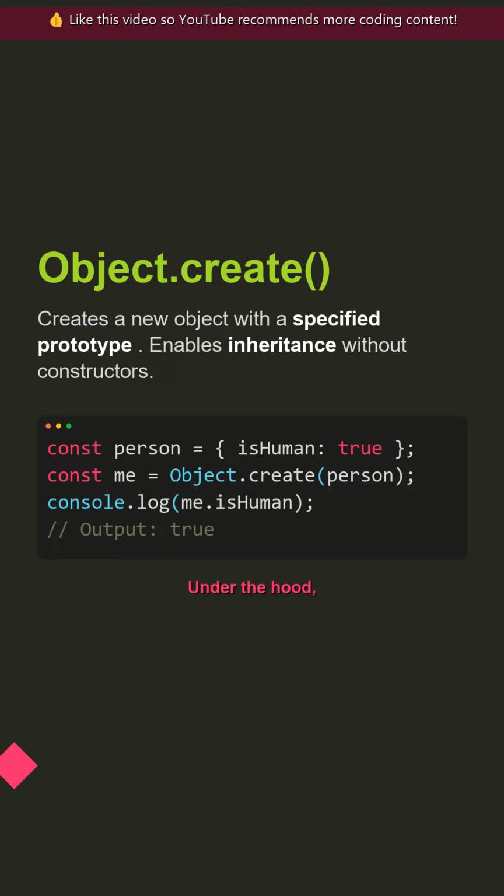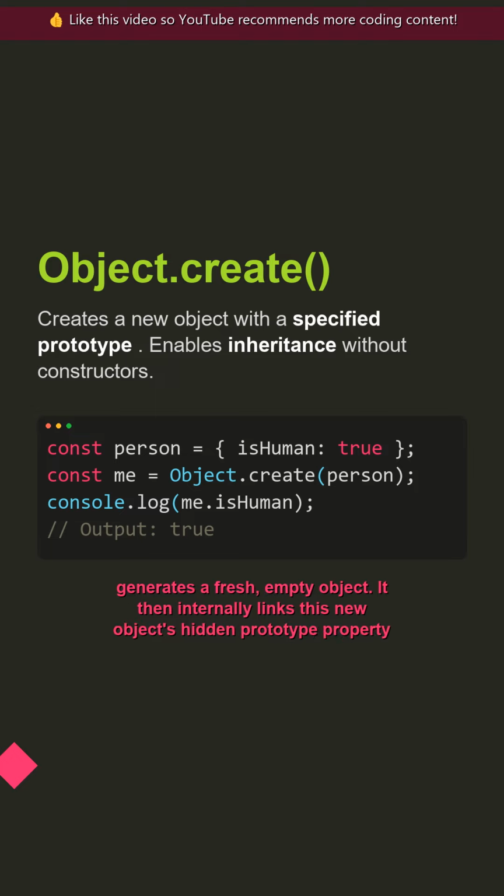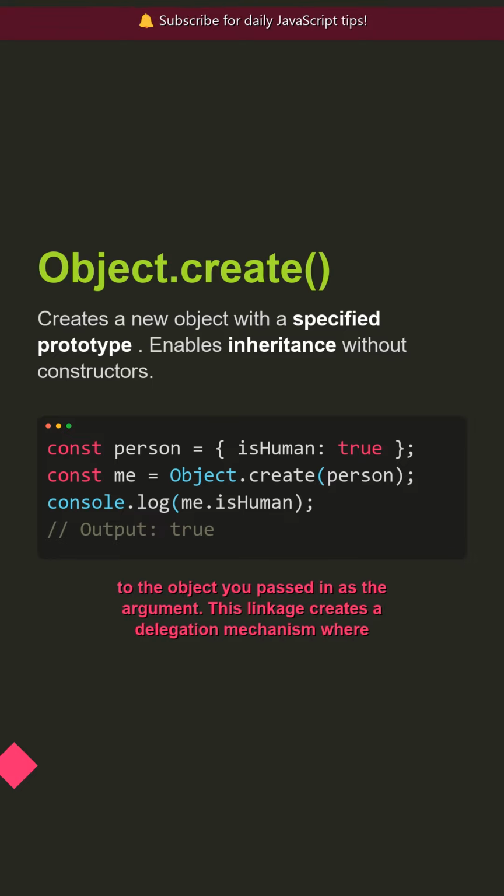Under the hood, Object.create generates a fresh, empty object. It then internally links this new object's hidden prototype property to the object you passed in as the argument. This linkage creates a delegation mechanism where properties not found on the new object are automatically searched for on the prototype. It bypasses the need for complex constructor functions or the new keyword, establishing the inheritance chain instantly.